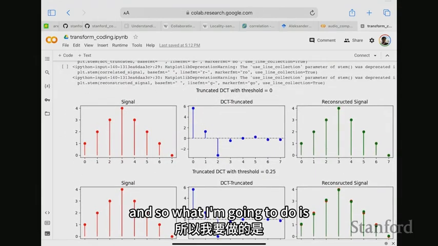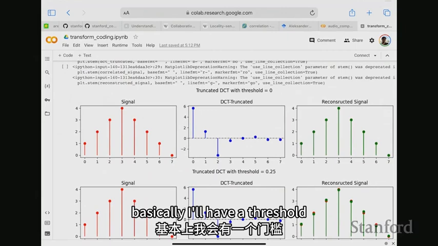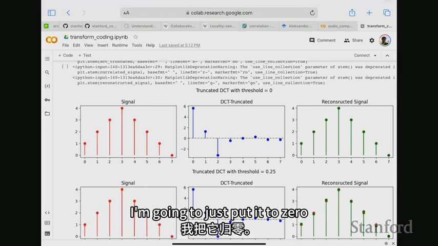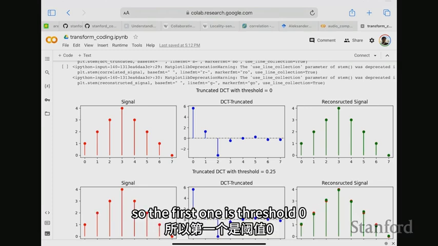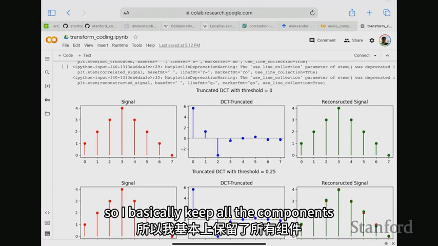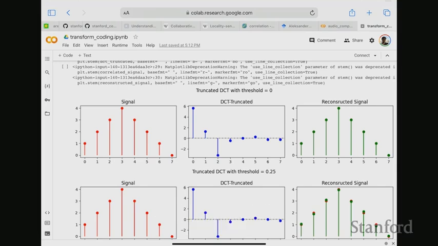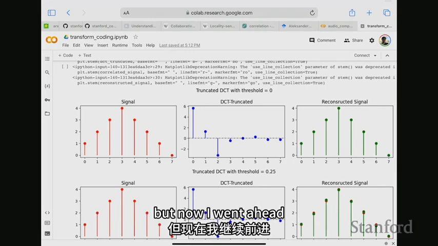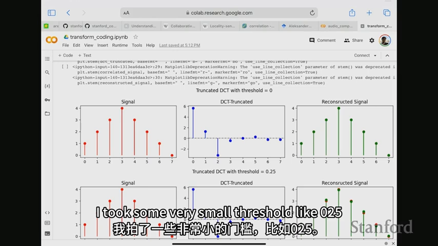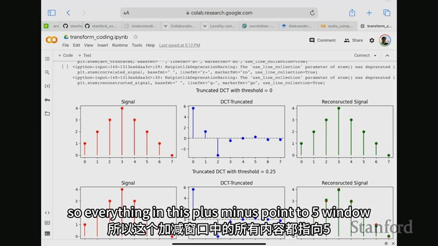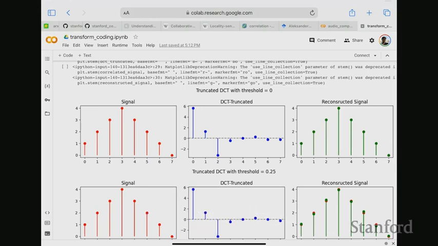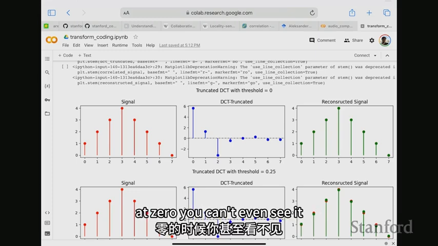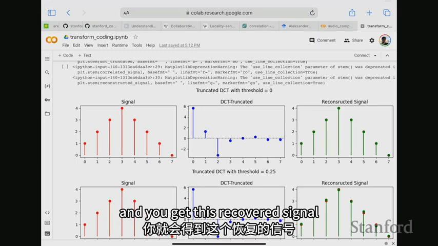And so what I'm going to do is, basically I'll have a threshold. And whatever components lie below that threshold, I'm going to just put it to 0. Okay? So the first one is threshold 0. So I basically keep all the components. And you see that the green reconstructed signal is matching exactly. But now I took some very small threshold, like 0.25. So everything in this plus minus 0.25 window, I'm going to put it to 0. Actually, just this guy goes to 0. So that was non-zero here, it's 0. You can't even see it. And you get this recovered signal.